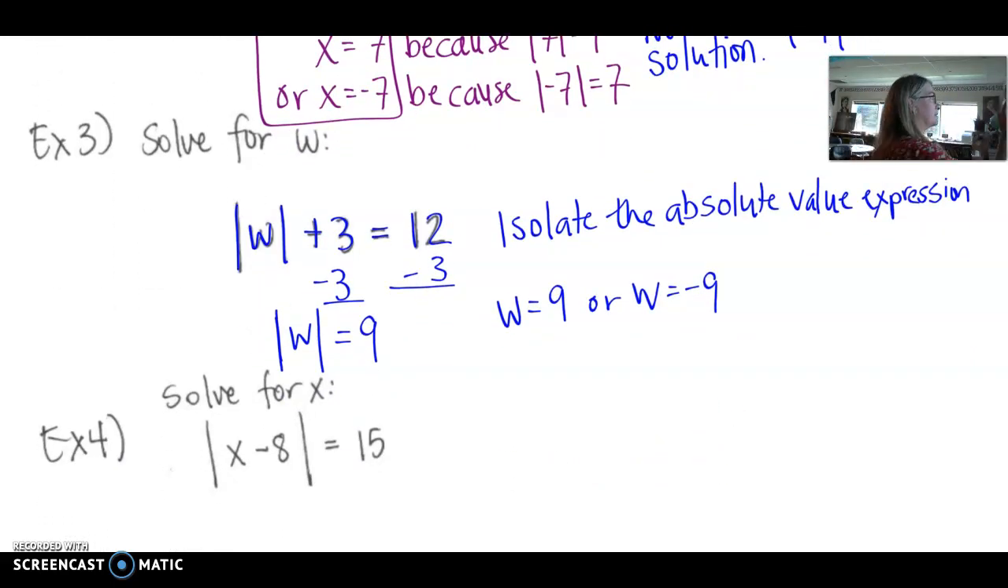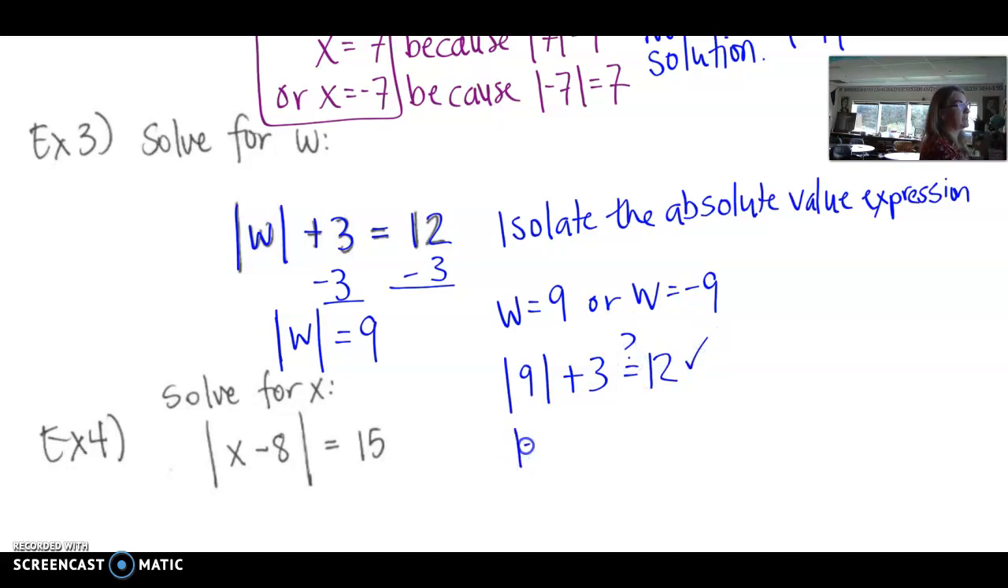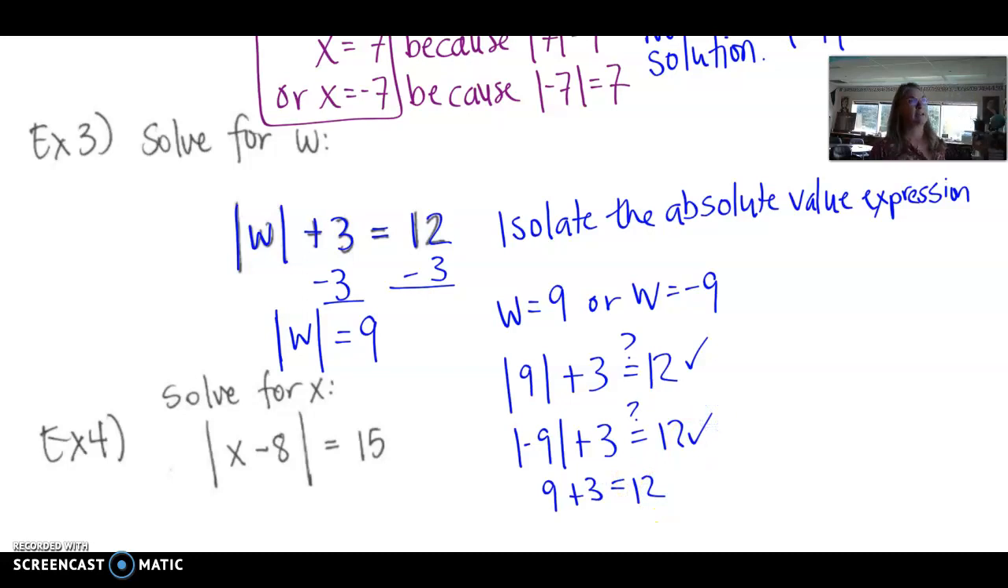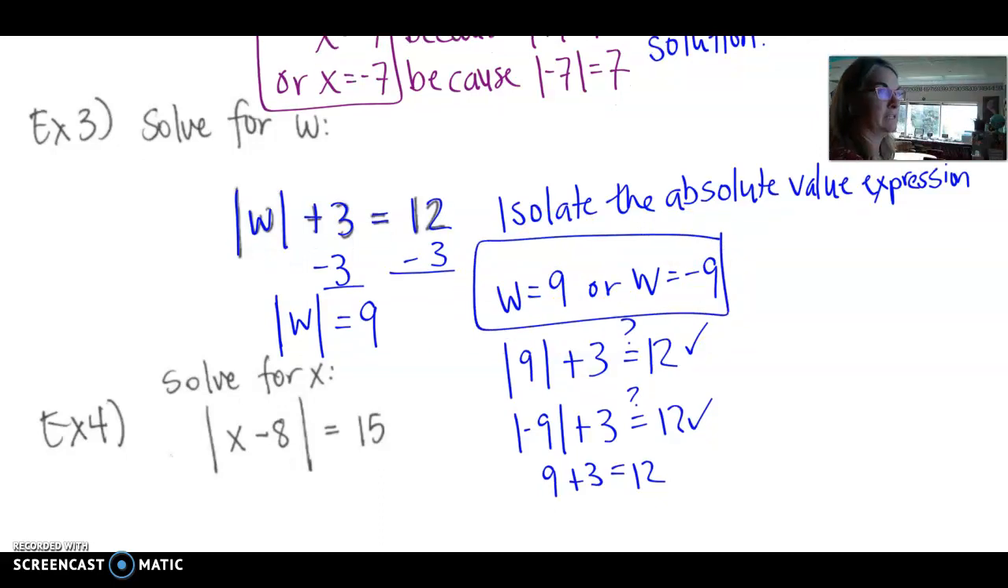And if you want to check that by putting that back into the absolute value, we could do that. If I put in 9, the absolute value of 9 is 9, plus 3. Does it equal 12? Yes, it does. And if I put a negative 9 in there, plus 3, does that equal 12? Well, this is just 9, because the absolute value of negative 9 is also 9, plus 3 does equal 12. So it works. All right, so you're going to have two pieces to your solution.